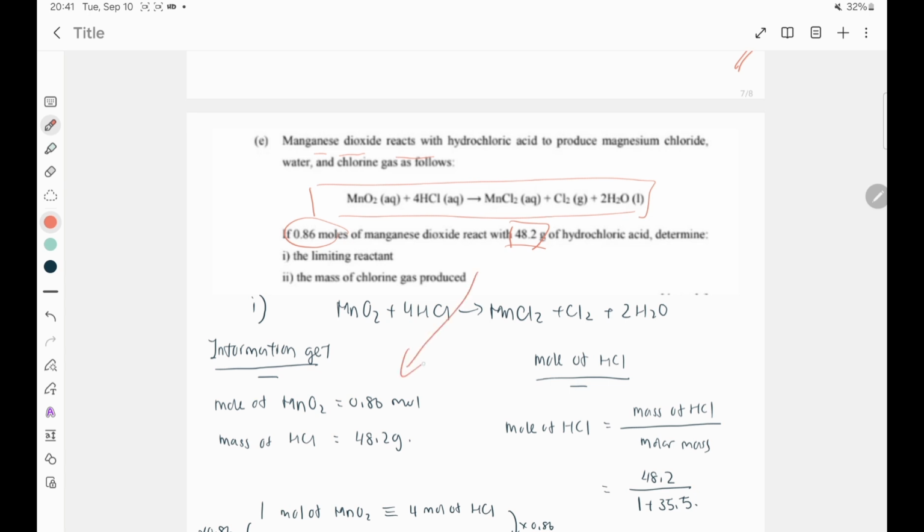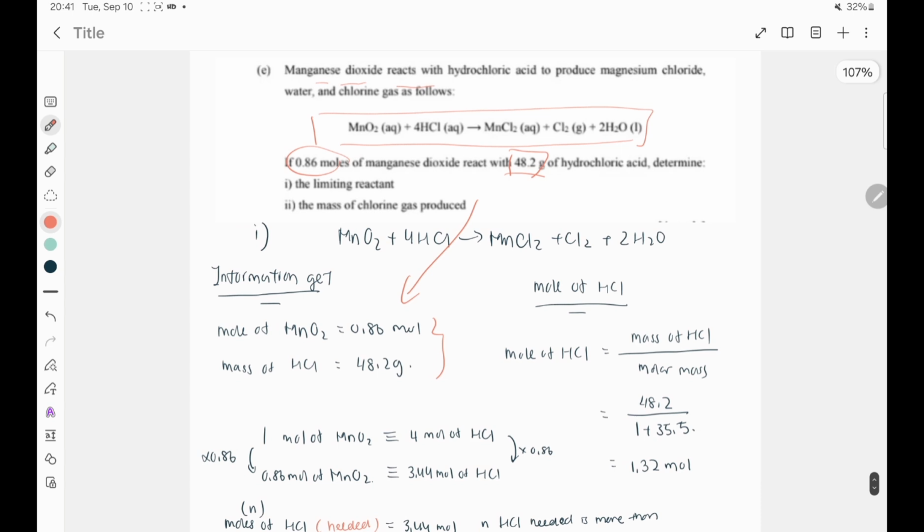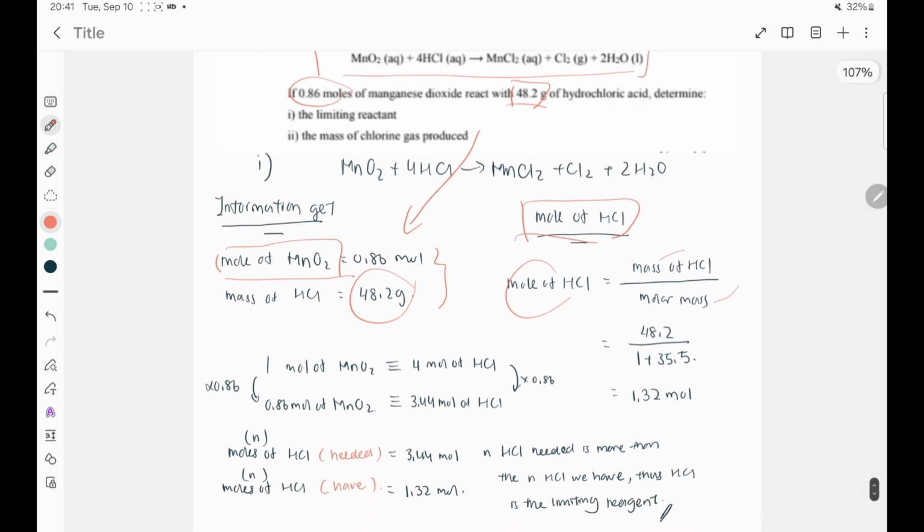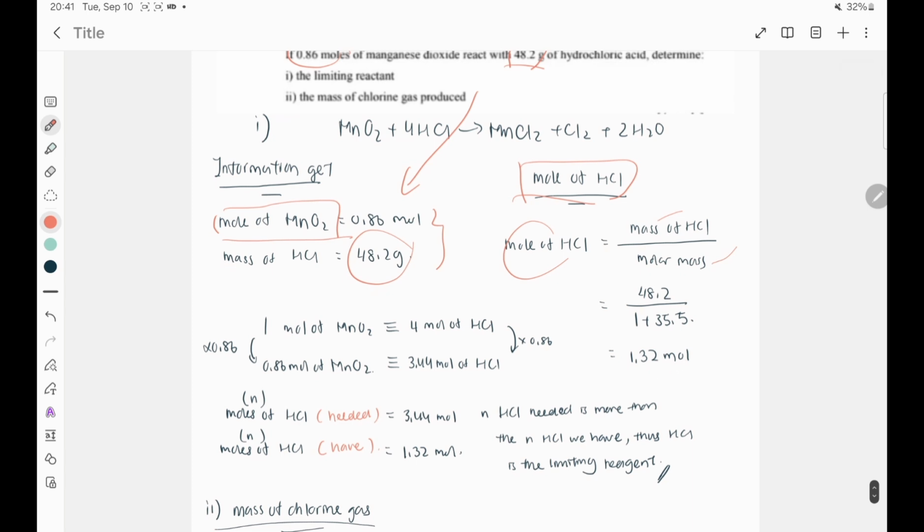First of all, you will need to list out the information you get over here first. And then you will need to calculate the mole to calculate which one is the limiting reactant. Over here we have already got the mole of manganese dioxide. So we will need to calculate the mole of HCl because the information that we get is the mass. How to calculate the mole? We need to use the mass of hydrochloric acid divided by the molar mass. And then you will get that your mole of hydrochloric acid is 1.32 mole.